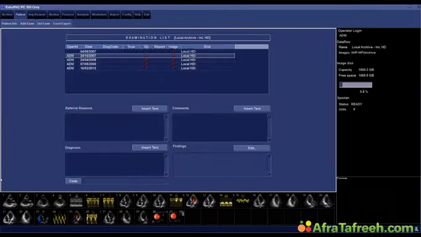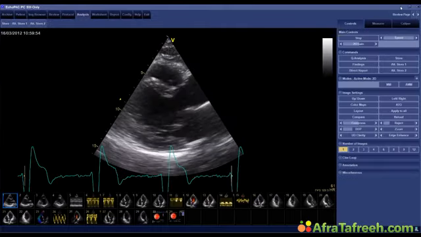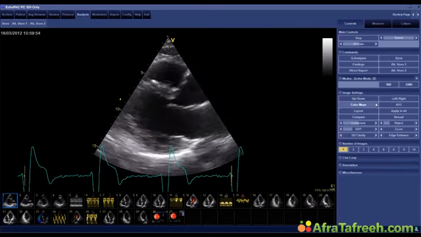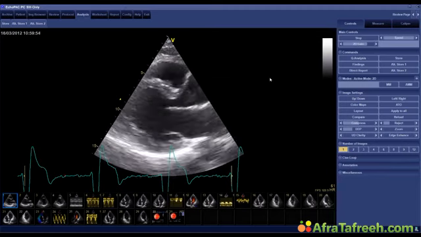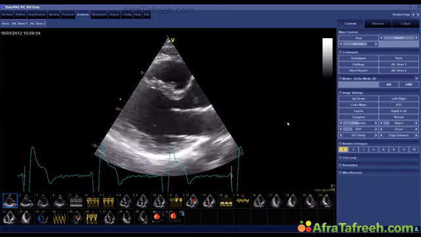So I'll be showing you this case now, the echo that we performed with him. And I want you to just follow along and take a look especially at his left ventricular function. Okay, so what you see here is the parasternal long axis view. I'll try to give you more gain so you can really appreciate this view here.